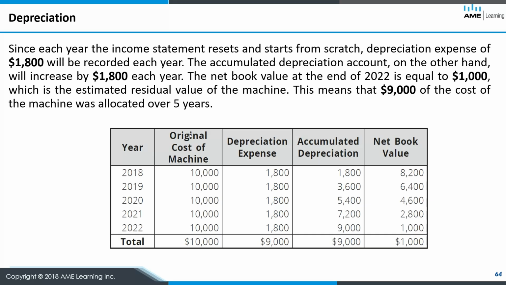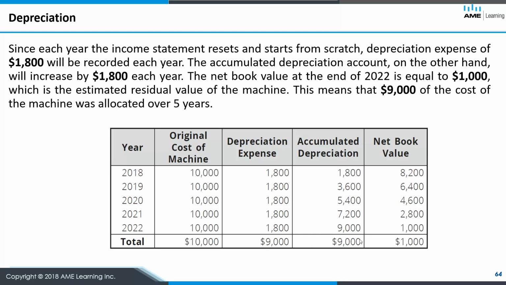This accumulated depreciation and the regional cost, these are both on the balance sheet, and they show on the balance sheet as this minus the contra asset to be a net book value. And so you can see over time the net book value decreases. That's it being depreciated.